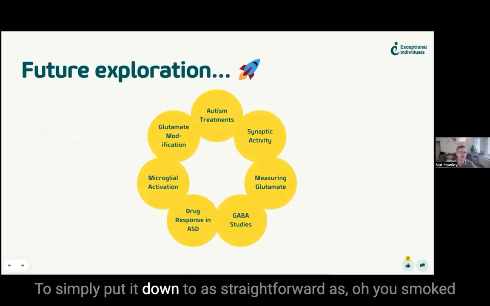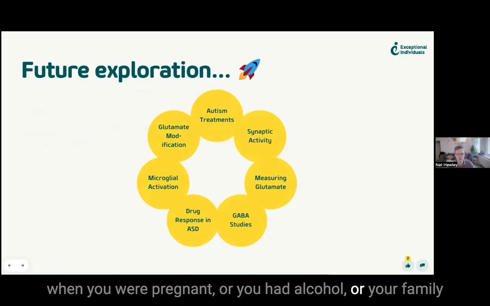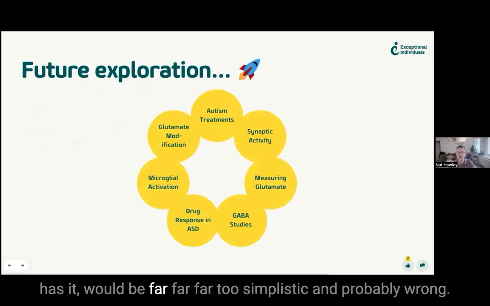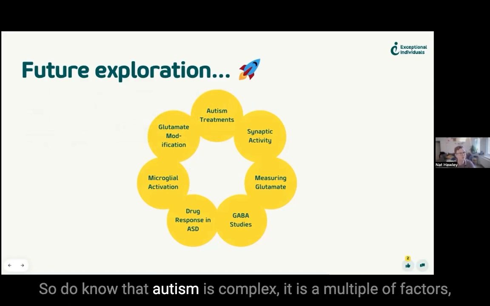To simply put it down to something as straightforward as, oh, you smoked when you were pregnant, or you had alcohol, or your family has it, would be far, far, far too simplistic and probably wrong. So do know that autism is complex.